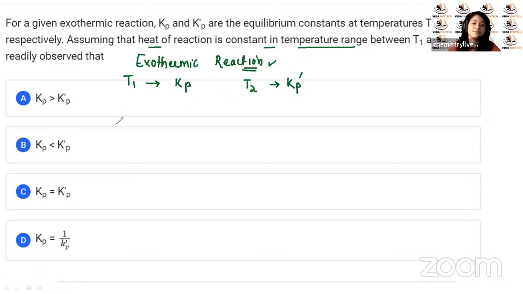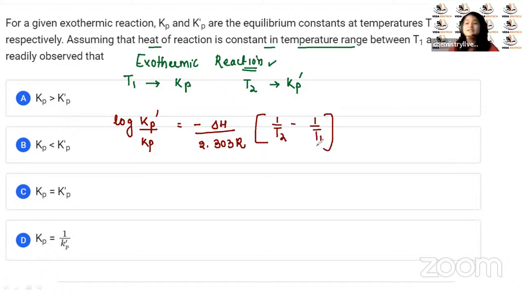That reaction is log of Kp dash by Kp is equal to minus delta H by 2.303 R into 1 by T2 minus 1 by T1. Yes, this is our equation that we are going to use here.